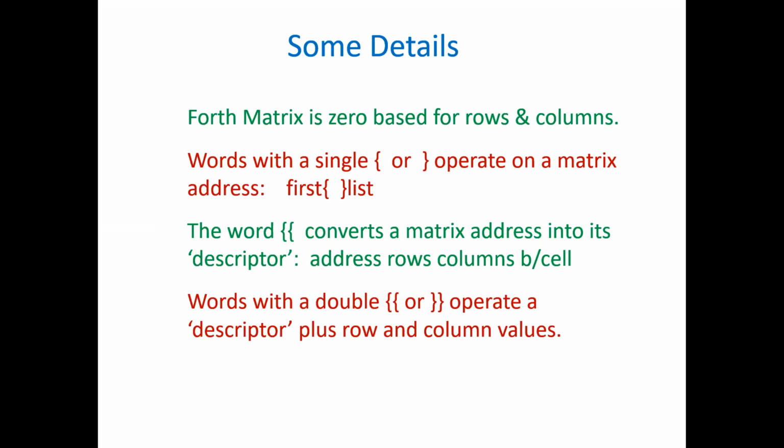So when you create a matrix with dimensions 2 and 3, it means that at the row value of 2, the valid rows are 0 and 1. You have 2 rows and they run 0 to 1. If the column value is, say, 7, then the valid column values are 0 through 6. As a set of conventions, words with a left brace or right brace operate matrix to matrix. The double brace signifies we are going into the matrix and operating cell by cell.